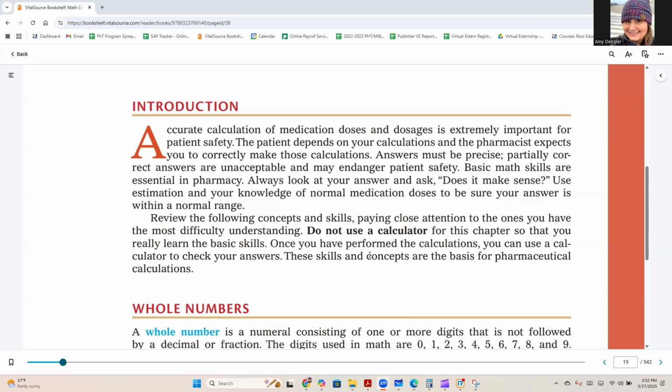That is something that you'll hear me say a lot throughout these lecture videos: when you're doing math, if it just doesn't look right, the number doesn't match, it's bigger or smaller than it's supposed to be, then it's probably something that you need to recalculate. Use estimation and your knowledge of normal medication doses to be sure your answer is within a normal range.